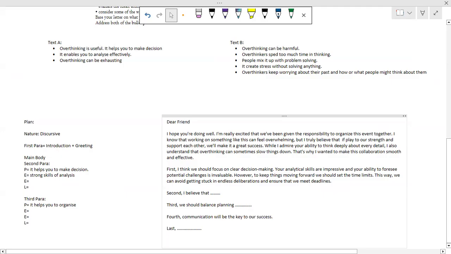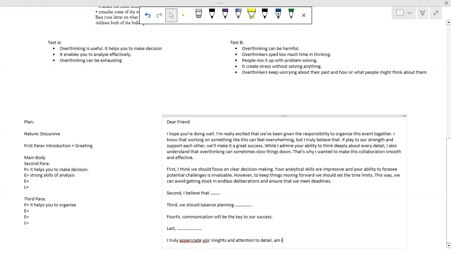When it comes to the ending, the last paragraph of the letter, I'm going to say that I truly appreciate your insights and attention to detail, and I am confident that together we will create something amazing.